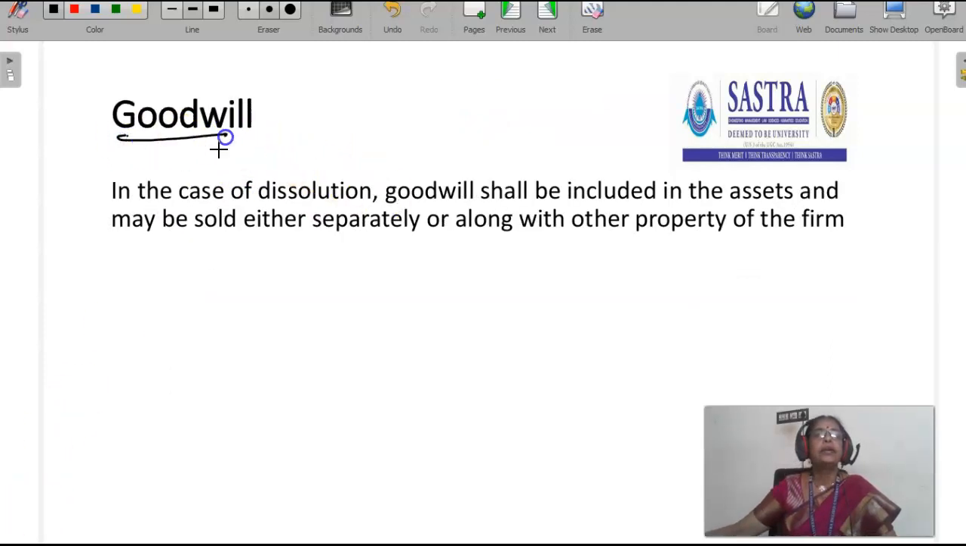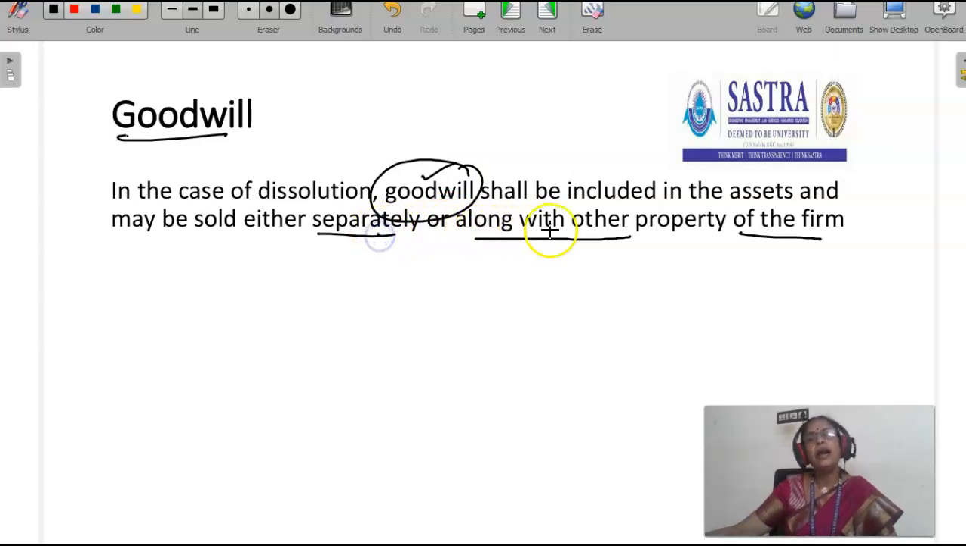Goodwill. In the case of dissolution, goodwill shall be included in the assets and may be sold either separately or along with other property of the firm. Goodwill is considered here just like other assets, like land and building, plant and machinery. Like that, goodwill is also considered an asset, and it may be sold separately or along with the other property of the firm.